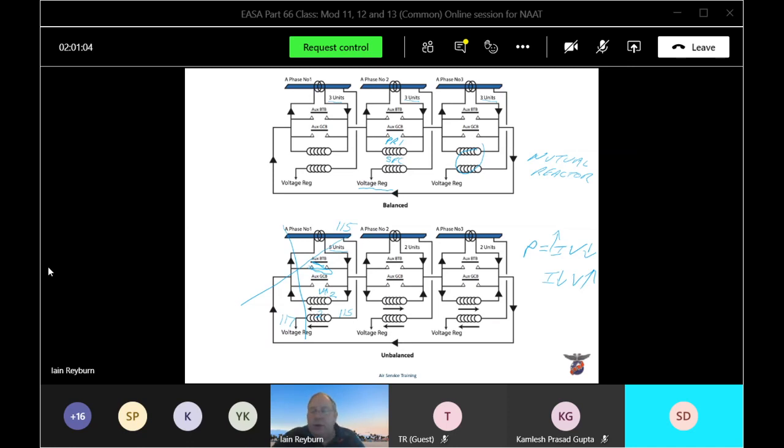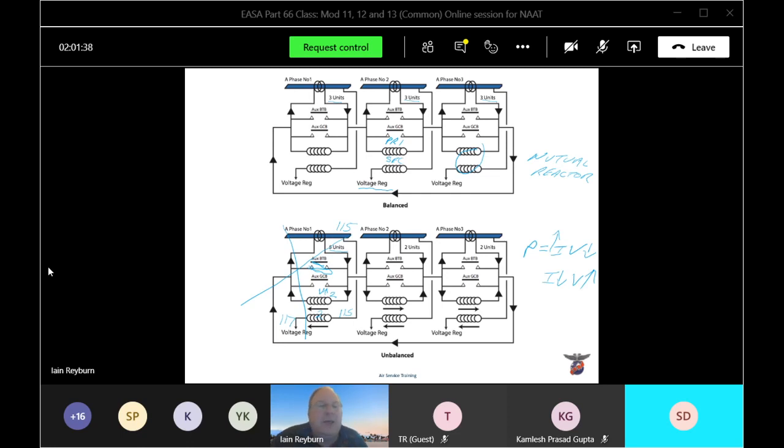Are we happy on reactive load sharing? Yep. It's done by a mutual reactor, which will change the excitation from my voltage regulator. Reactive power goes up, I need to get the voltage regulator excitation down. Are we all happy in the operation of the reactive load sharing loop?